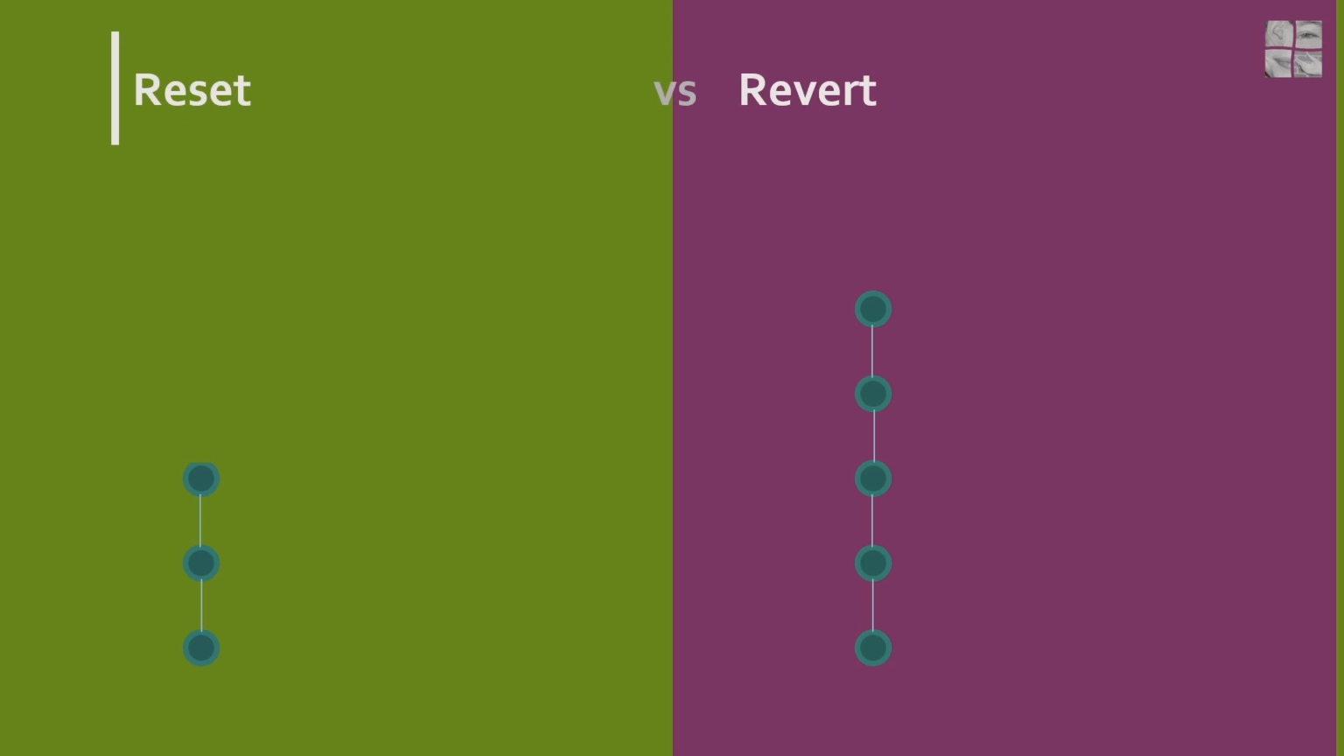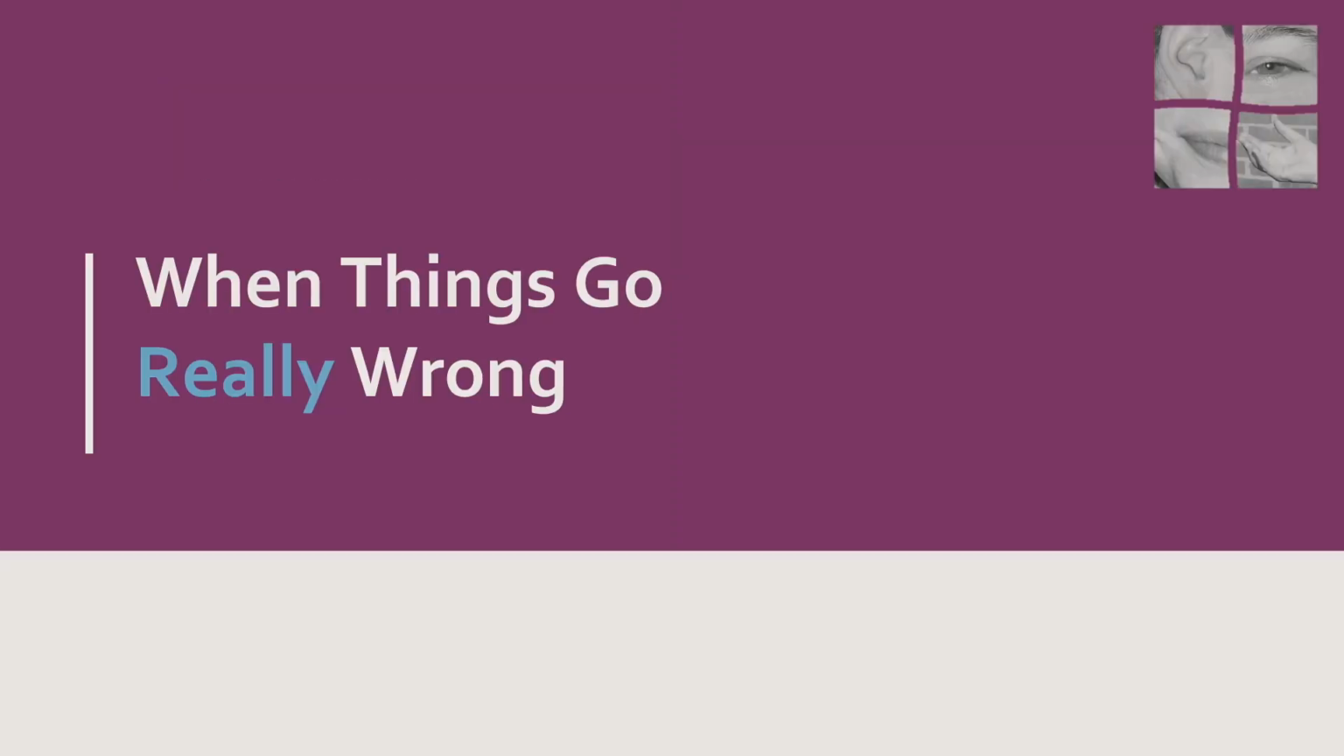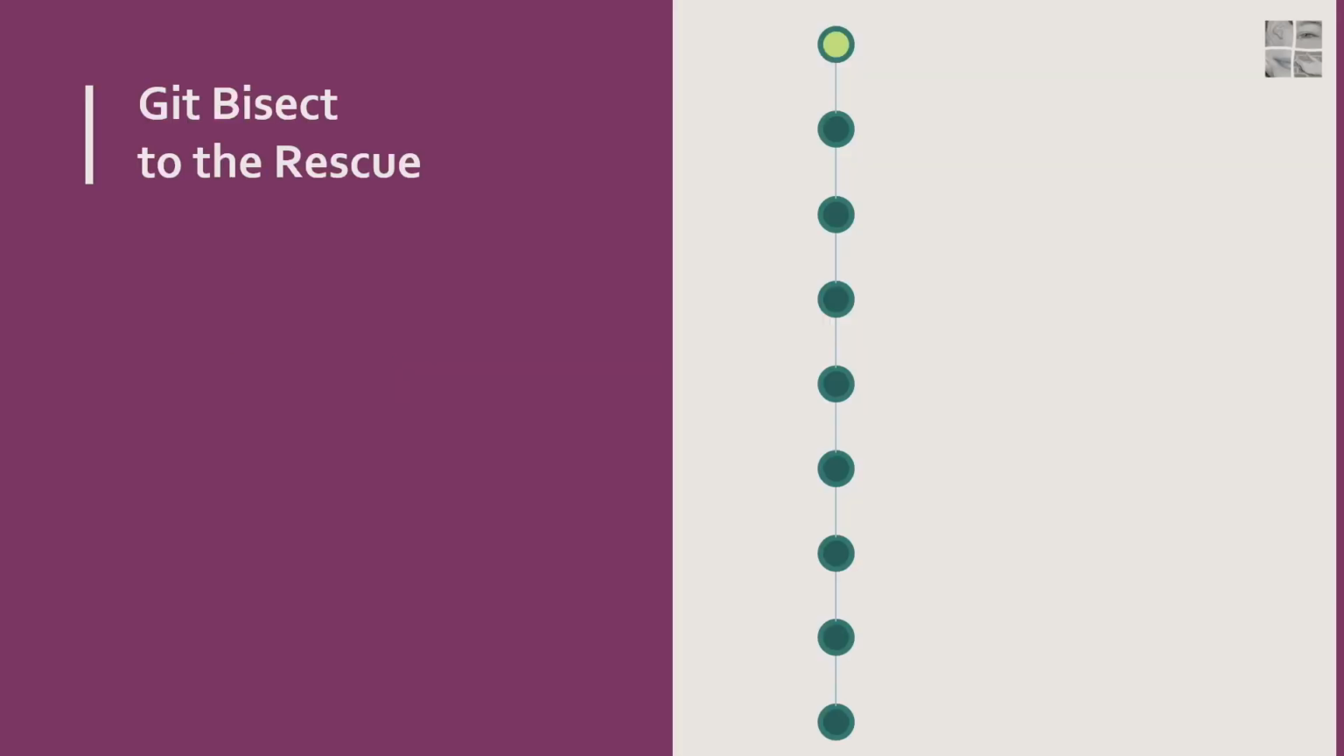If a branch is public, you've pushed something to main and you later realize, hang on, that's a bug, or it's added a new bug, revert is the way to go. If you work locally, reset is far more likely to be used. Now, things can go more badly wrong. So Git bisect to the rescue. Has anyone here used Git bisect before? Okay, about five people.